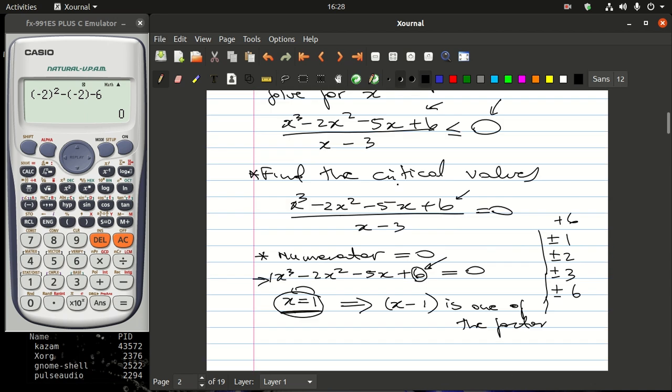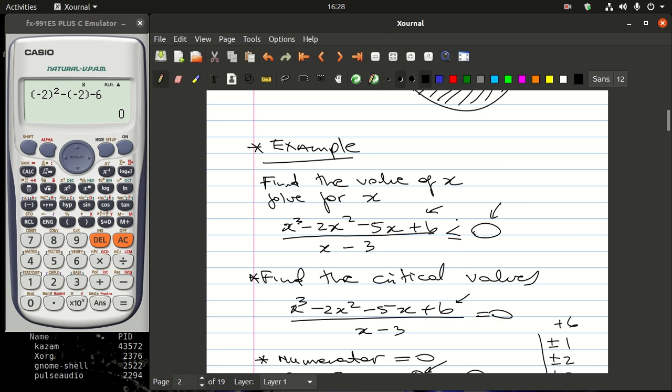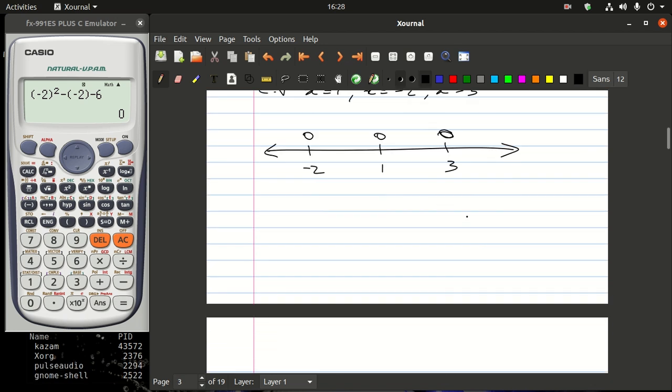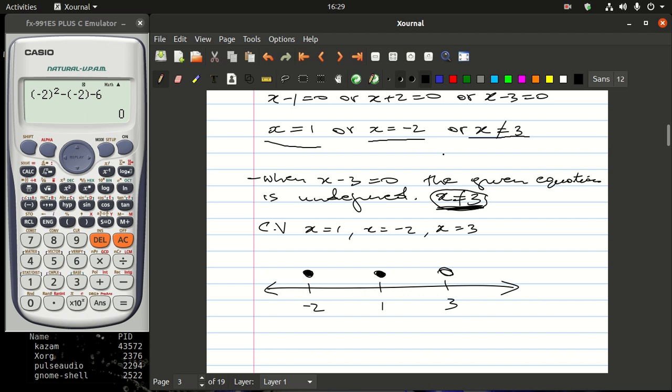Now, if we go back to our original inequality, we had less than or equal to. Or equal to means shade. So we can shade this part. We can shade this part, right? This we cannot shade because it's causing our equation to be undefined. Now, the next step is we want to check the sign. What is the sign in this region? What is the sign in this region? What is the sign in this region? What is the sign in that region?